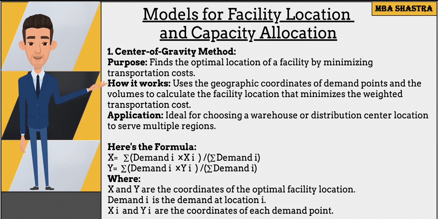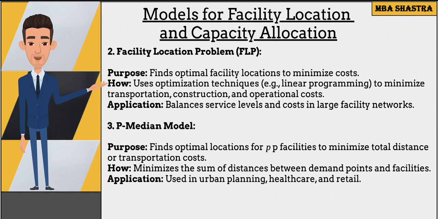Models for facility location and capacity allocation. 1. Center of gravity method. Purpose: finds the optimal location of a facility by minimizing transportation costs. How it works: uses the geographic coordinates of demand points and the volumes to calculate the facility location that minimizes the weighted transportation cost. Application: ideal for choosing a warehouse or distribution center location to serve multiple regions. Here's the formula.